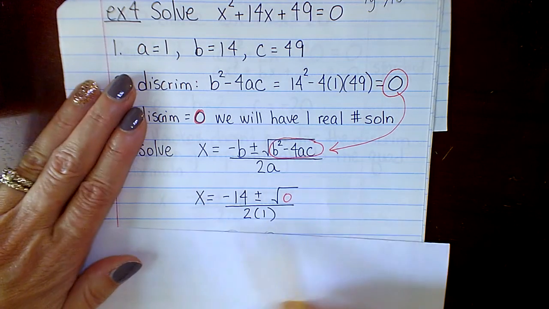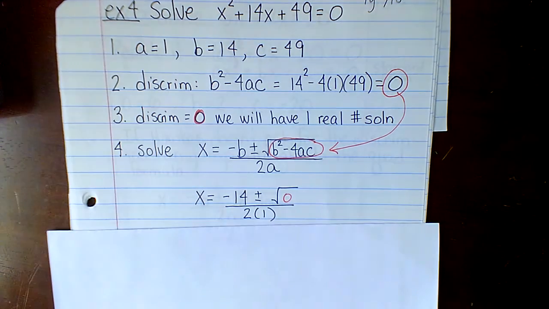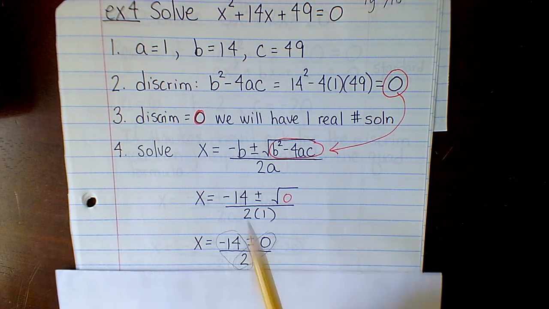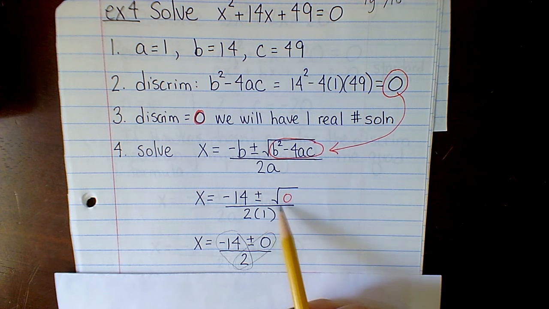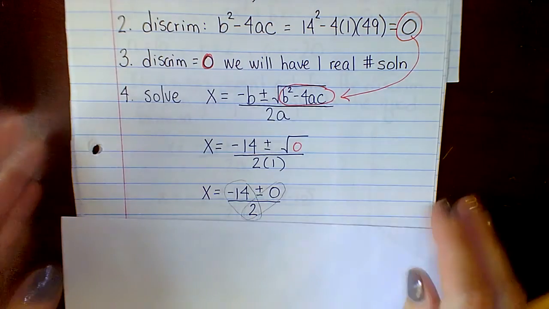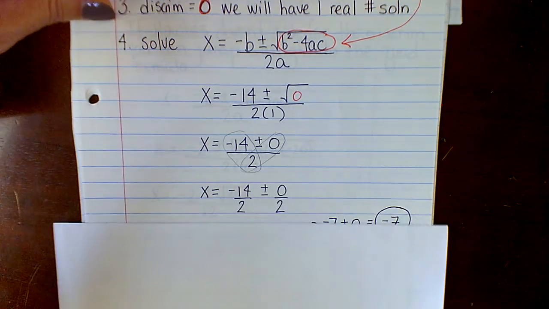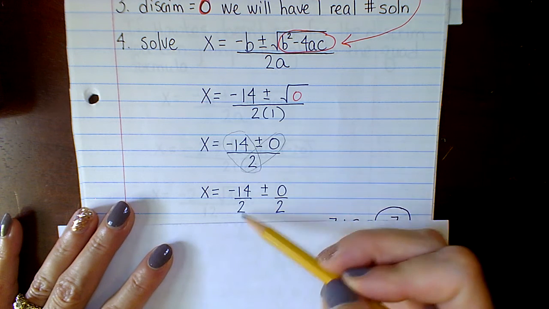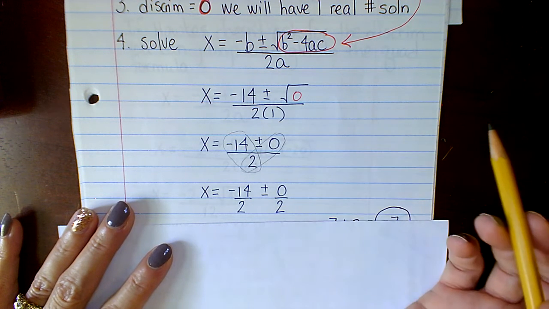And now we're just left to simplify this. All right, so we get negative 14 plus or minus, what's the square root of 0? That's just 0. 2 times 1 is just 2. Doing the same thing, just trying to be consistent with how I do things for you, I'm going to split this apart into 2 fractions. Negative 14 over 2 plus or minus 0 over 2.